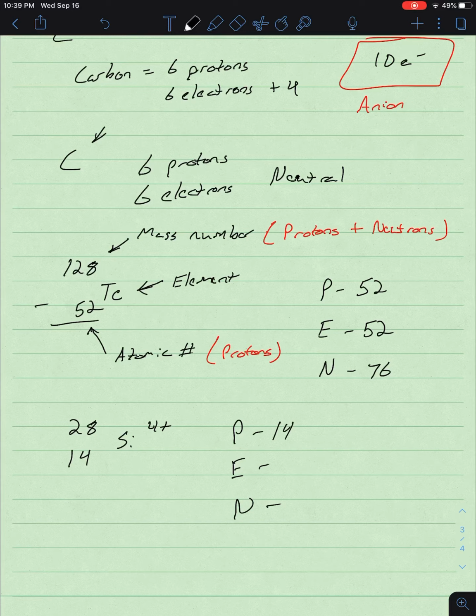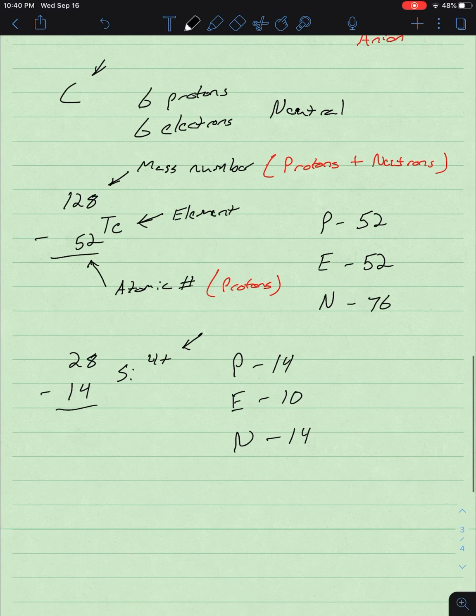Electrons, now this is where it switches up. If this was neutral, it would be 14 electrons. But I have a positive 4 charge, so what that means is I have 4 more protons than electrons. Remember, protons are charged positively, so in order for me to be charged positively, I have to be missing electrons. So I'm missing 4. What I'm going to do is 14 minus 4, and that's going to give me 10 electrons. Now to find neutrons, all I have to do is subtract those numbers, your mass number minus your protons or your atomic number. 28 minus 14 simply gives me 14 neutrons.